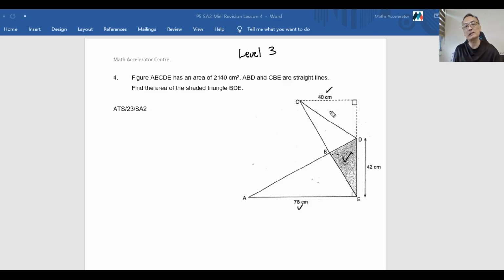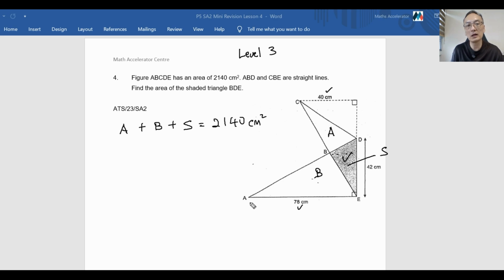So the plan here is, if we know that these three parts, let's call it A, B, and this shaded part we'll call it S. All these three parts will combine to give us 2,140. So we're going to write A plus B plus S will give us 2,140 cm square.